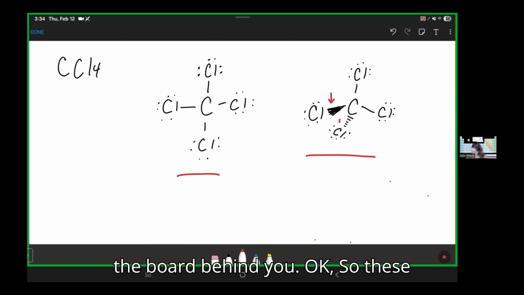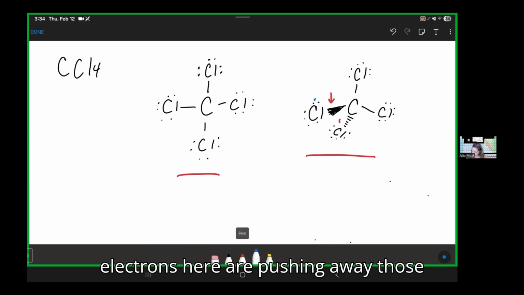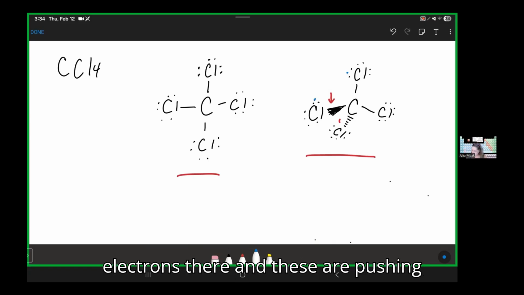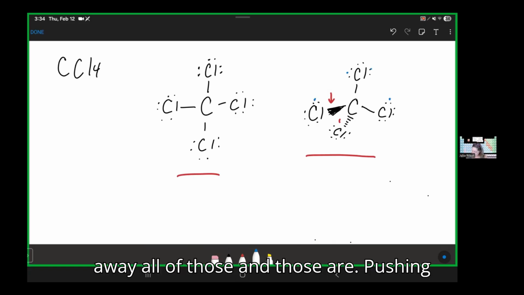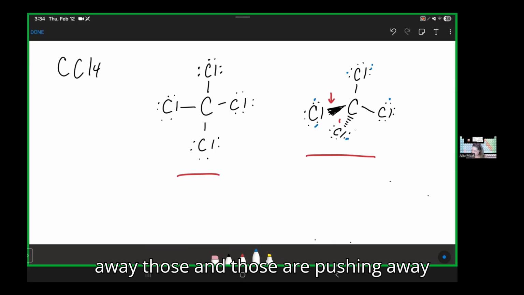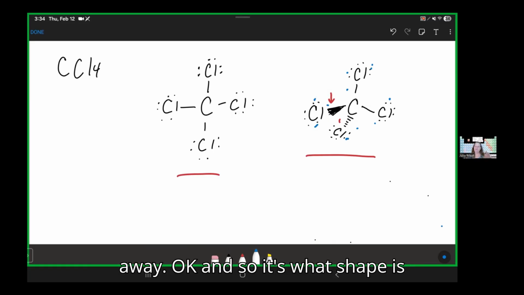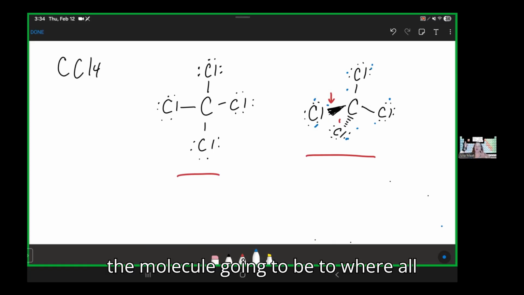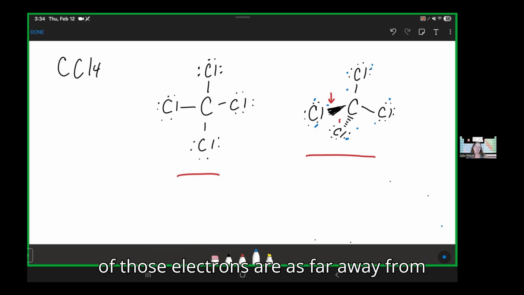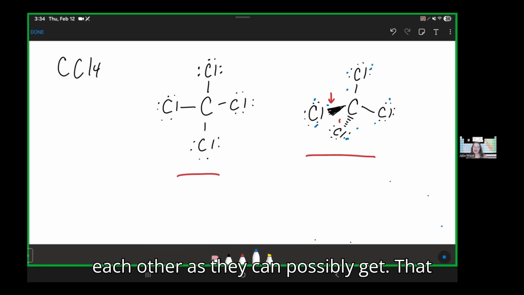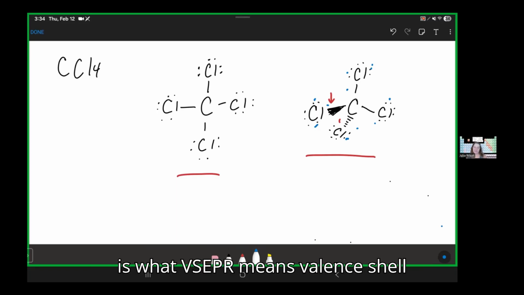Okay, so these electrons here are pushing away those electrons there, and these are pushing away all of those, and those are pushing away those, and they're all pushing each other away. So what shape is the molecule going to be so that all of those electrons are as far away from each other as they can possibly get? That is what VSEPR means, valence shell electron pair repulsion.